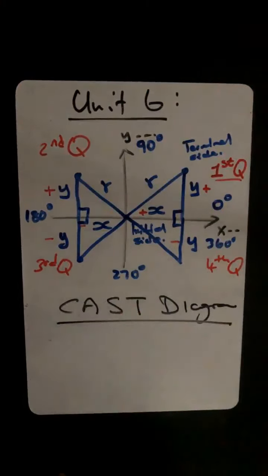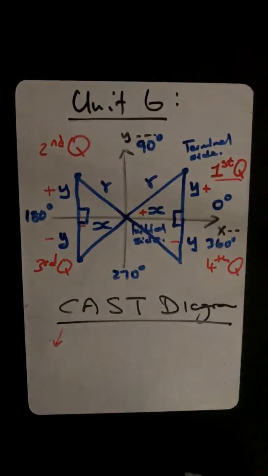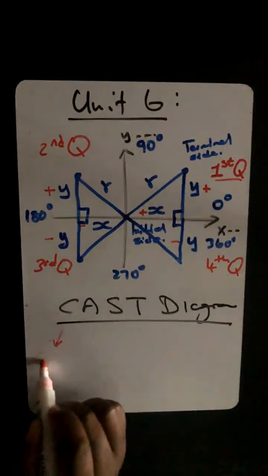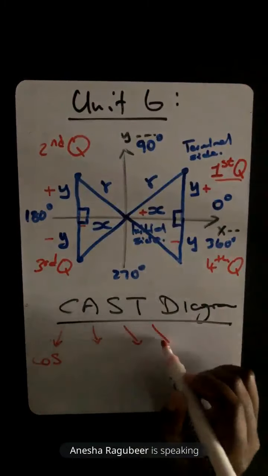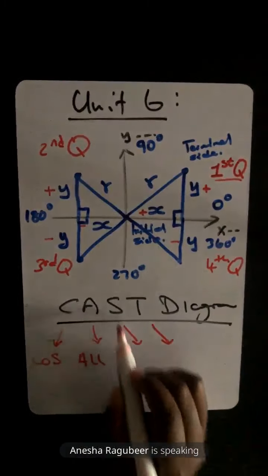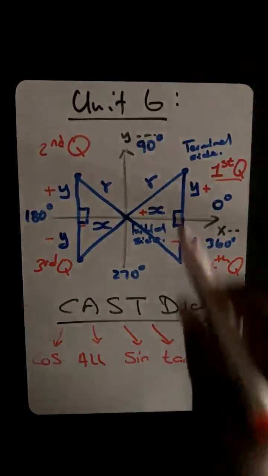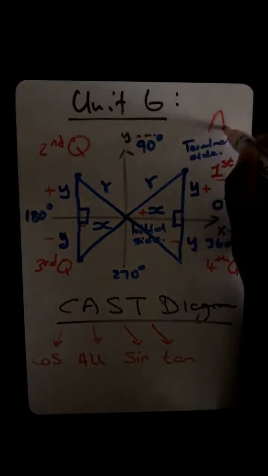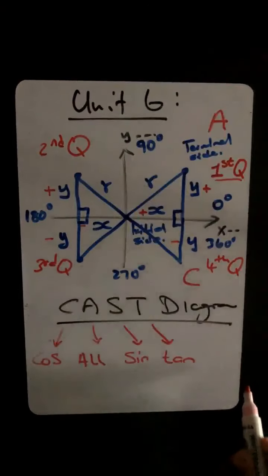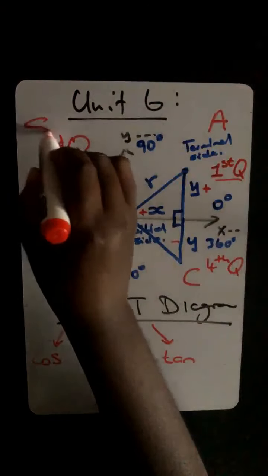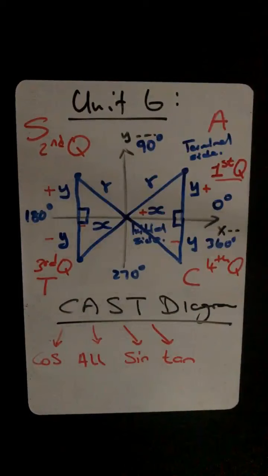So the C there, what does it stand for? Cos. Okay, it stands for cos. And then A, All. Then S, sine, and T, tan. So All, Sine, Tan, Cos. You obviously know very well that this is where you have your A. Where's your C? You see your C is there in the fourth quadrant. Then you have your S in that quadrant there, and then you have your tan in that quadrant there.